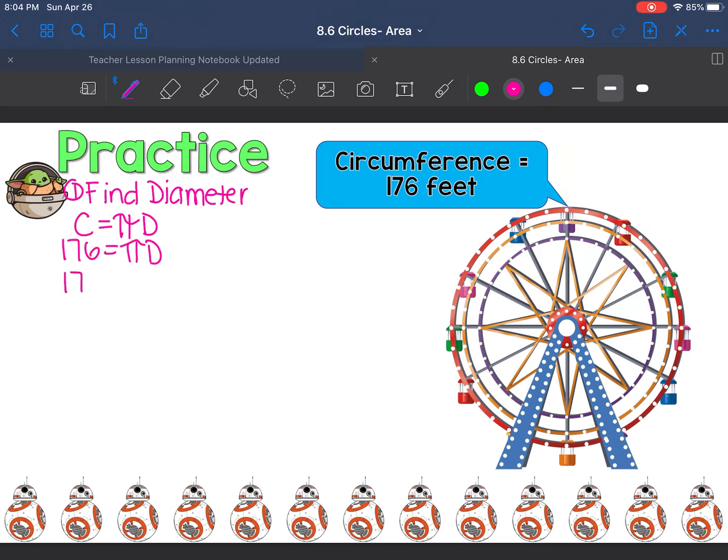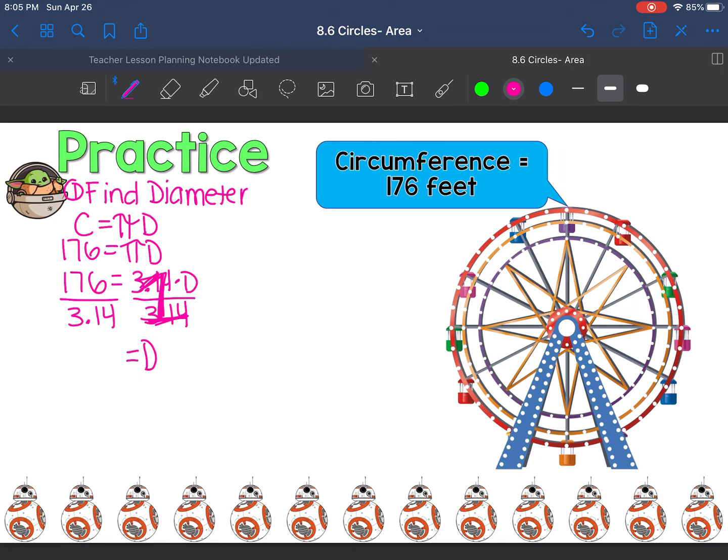And now I'm going to rewrite pi for what I know it is, 3.14 times the diameter. Remember, I want to get diameter by itself. In order to get the diameter by itself, I need to do the inverse. So instead of multiplying by 3.14, I want to divide by 3.14. 3.14 divided by 3.14 gives me 1. So that leaves me with my diameter equals.